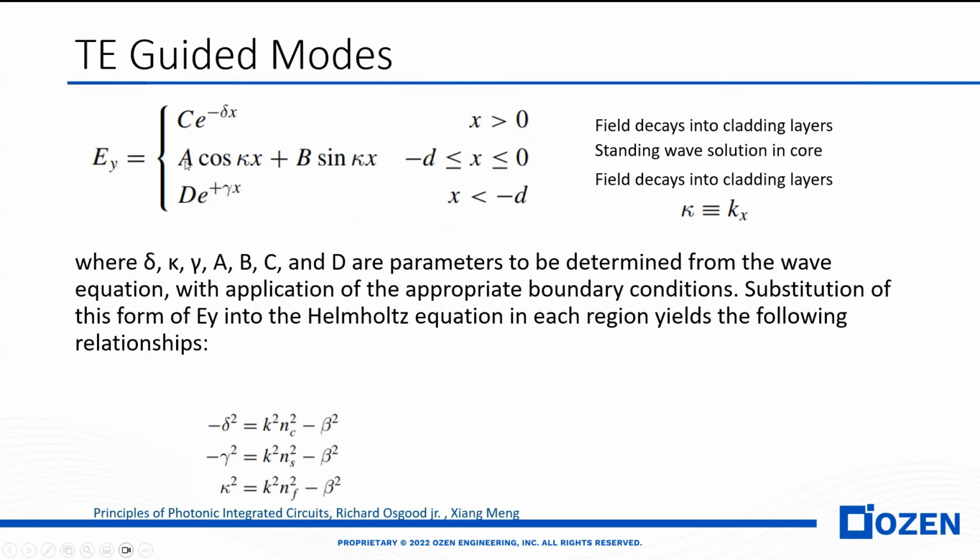But in this part, inside the waveguide, we have a standing wave solution. The other parameters like C, A, B, and kappa can all be determined by the wave equation, the Helmholtz equation that you can see. For more detail about this equation, you can refer to this reference.